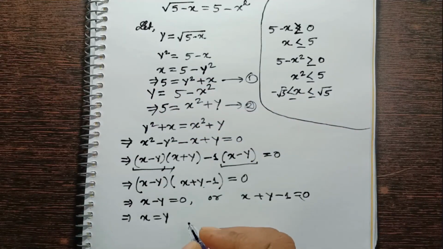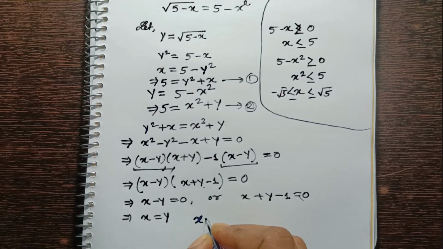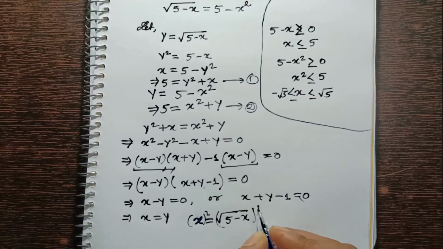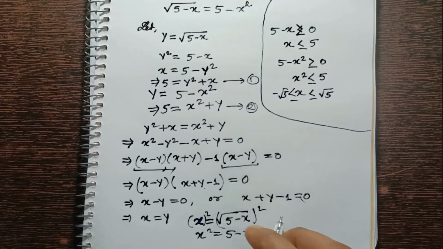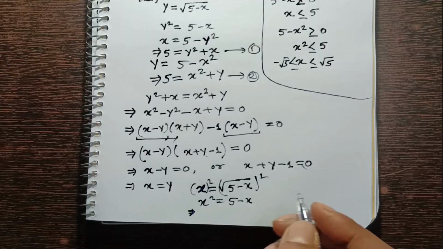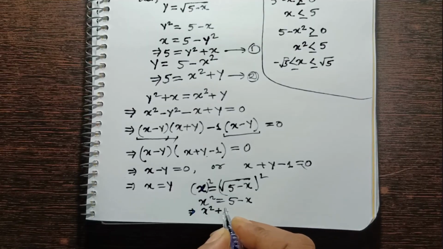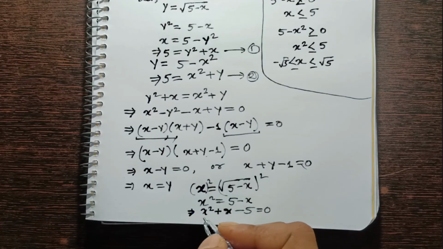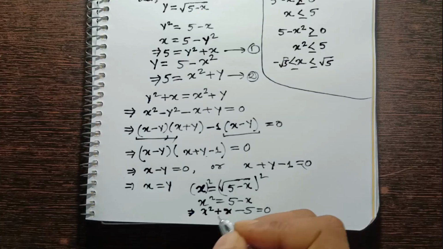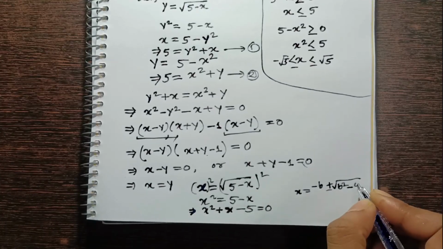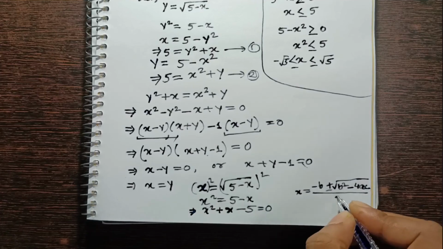So now we have x equals the square root of 5 minus x. To solve this, we square both sides to get x squared equals 5 minus x, and then we move everything to the left side to form a standard quadratic equation, x squared plus x minus 5 equals 0. Now this does not factor nicely, so we need to summon our good old friend, the quadratic formula, which is negative b plus or minus the square root of b squared minus 4ac, all divided by 2a.